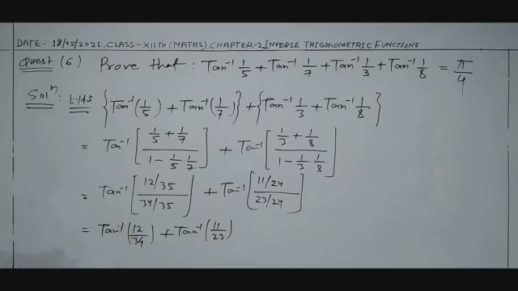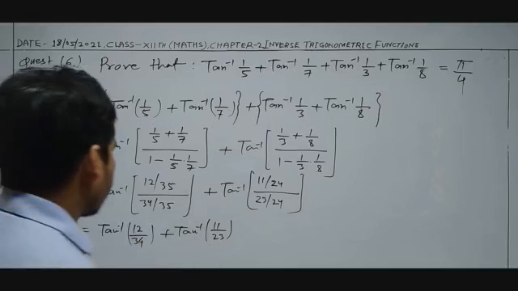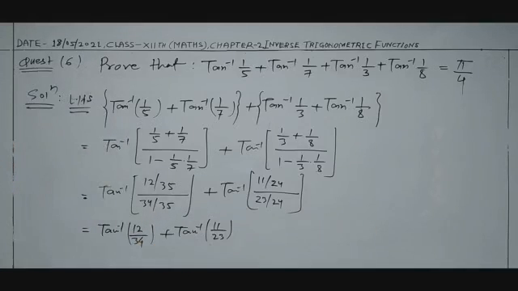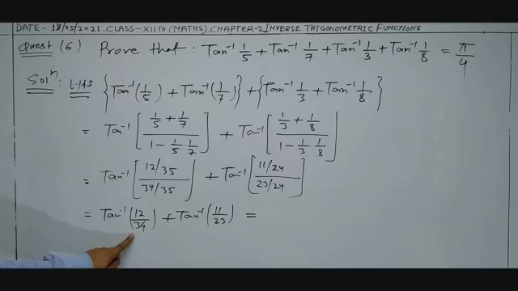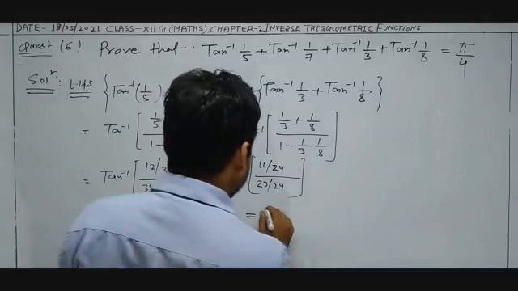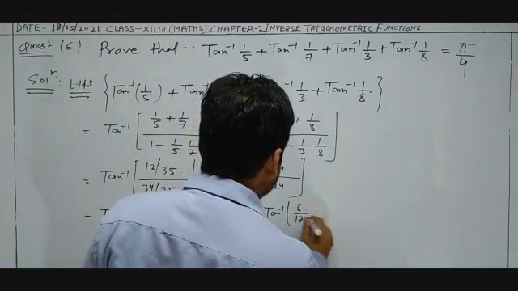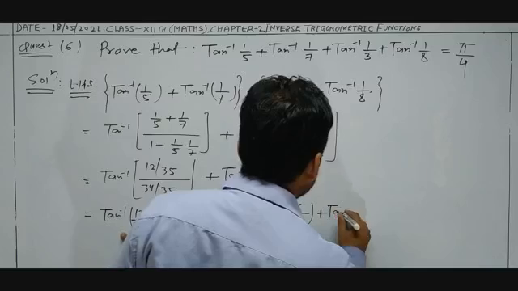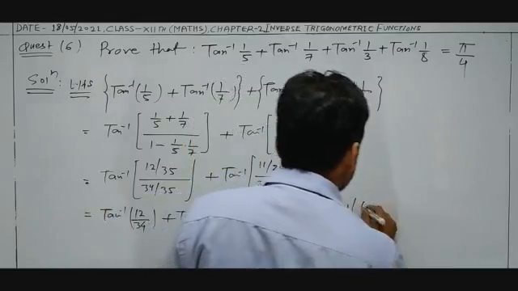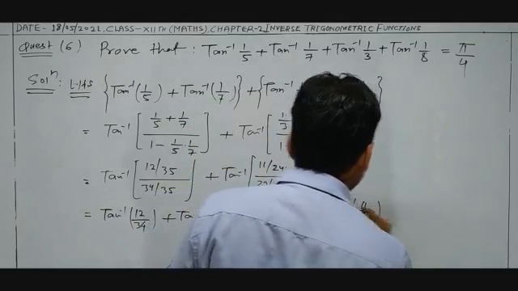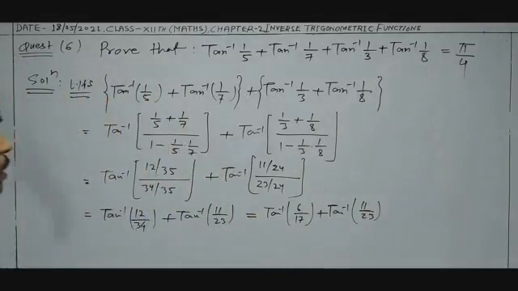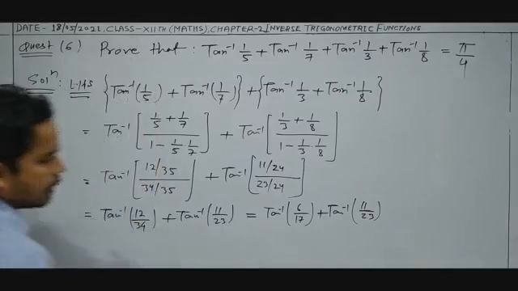So again you will use the tan inverse x plus tan inverse y formula. This expression will reduce from table 2. The result will be tan inverse 6 by 17 plus tan inverse 11 by 23. So see, we can apply the formula of tan inverse x plus tan inverse y.